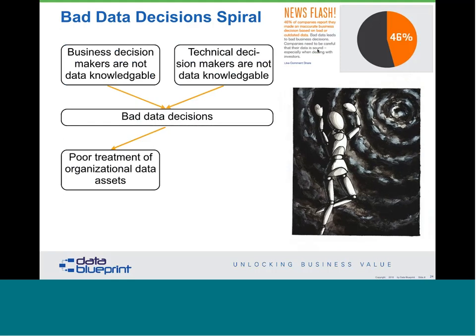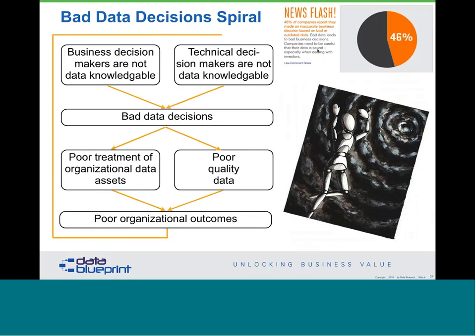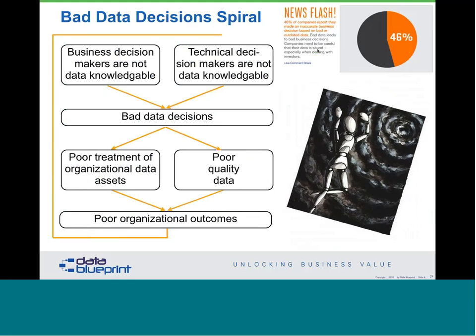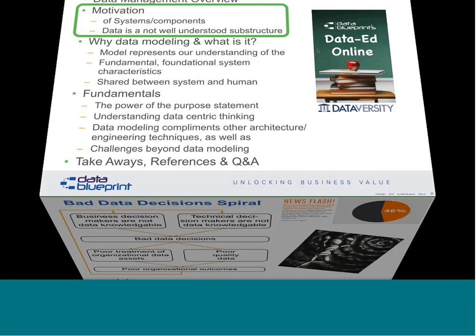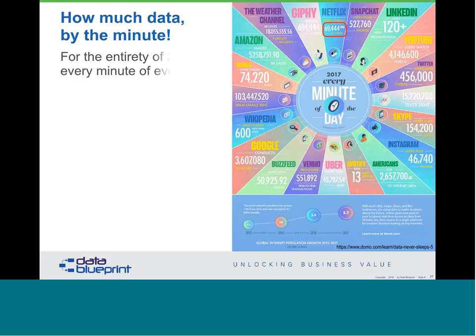And this leads to my bad data decision spirals, where we have business decision makers who are not data knowledgeable, technical decision makers who are not data knowledgeable, making both of them bad decisions, leading to poor treatment of organizational data and assets, poor quality data, and of course poor organizational outcomes. We need to break out of that. We're going to try to work on that by talking about how data models can contribute to it.